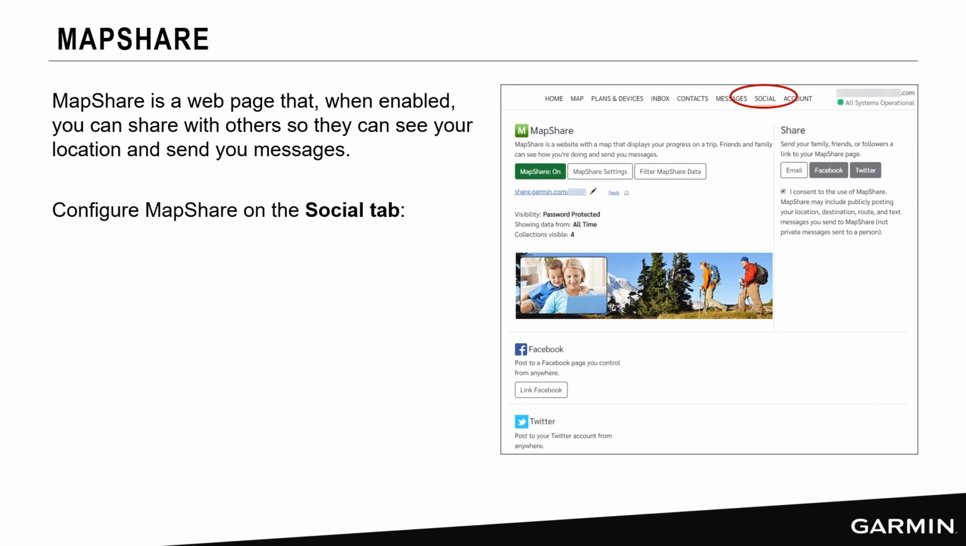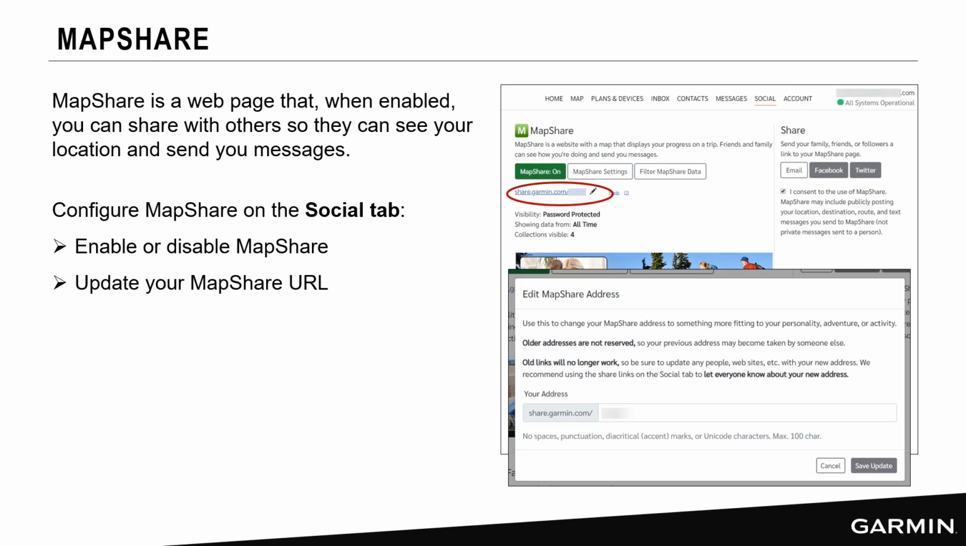Important to configure things. So let's look, you go to social. First, make sure that MAPSHARE is enabled. If you haven't turned it on, people won't be able to see it. That's an important first step. And then make sure to update your URL.